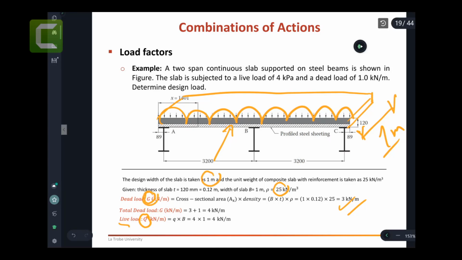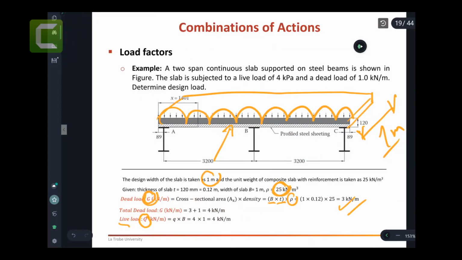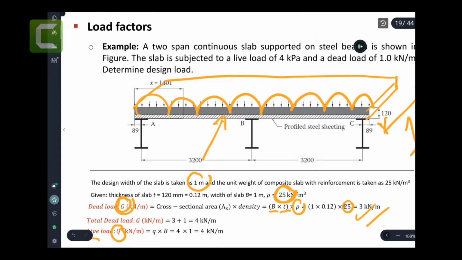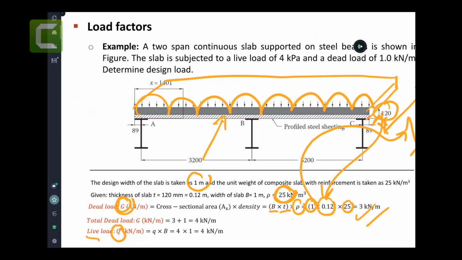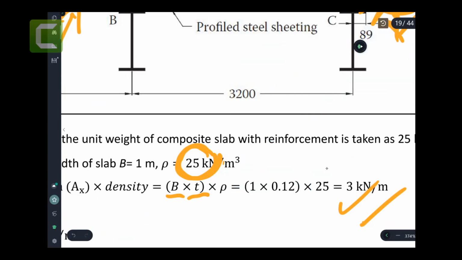Now, as I said, for the dead load, we have to go to the density. To convert the density, we multiply the density by B by T. So you can see here, 25 kilonewton per meter cube by 0.12. What's 0.12? It is the thickness of the concrete, by 1. What's 1? It is the width. I strongly suggest that this week when you practice the examples, you try to put the units here, just for this time. Try to put the units here, kilonewton per meter cube.